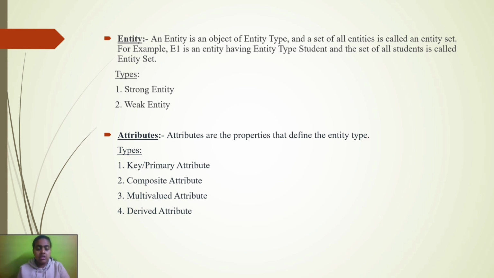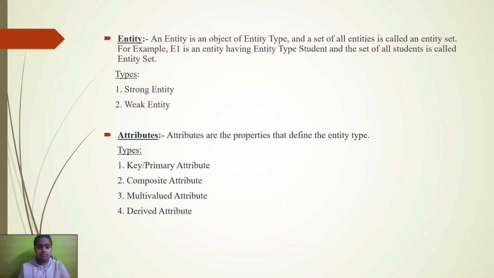Types. There are two types of entity, strong entity and weak entity. Strong entity. A strong entity is a type of entity that has a key attribute. Strong entity does not depend on any other entity in the schema. It has a primary key that helps in identifying it uniquely.